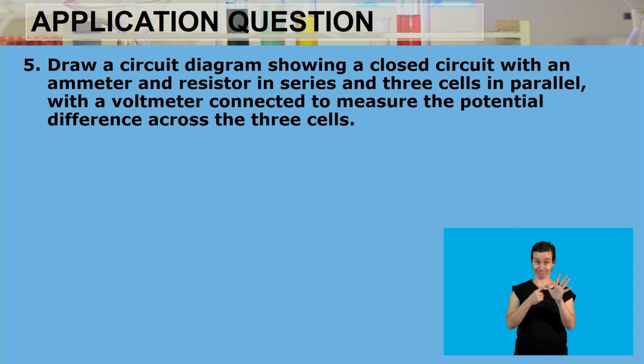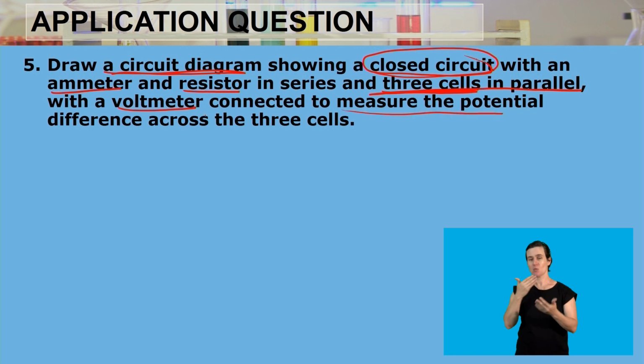And question 5, we're going to draw a circuit diagram. On this circuit diagram, we're going to be showing a closed circuit, so there must be a closed switch, that has an ammeter and also a resistor in series. Now, we also need to have 3 cells that are connected in parallel with a voltmeter connected to measure the potential difference across the 3 cells. So there's a lot of information that we need to showcase in a circuit diagram.